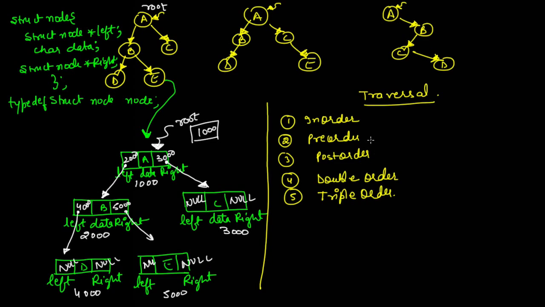Okay, so let us see what is in-order, pre-order and post-order. The first is in-order traversal. Initially, I am going to write a program for in-order, and then pre-order and the post-order. Then I am going to explain what this traversal is. So this is for in-order, then we'll be doing pre-order traversal, and then we'll be doing post-order traversal.